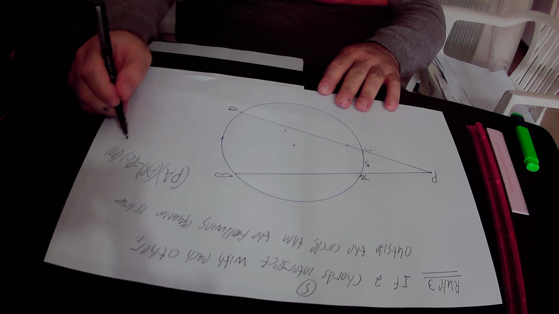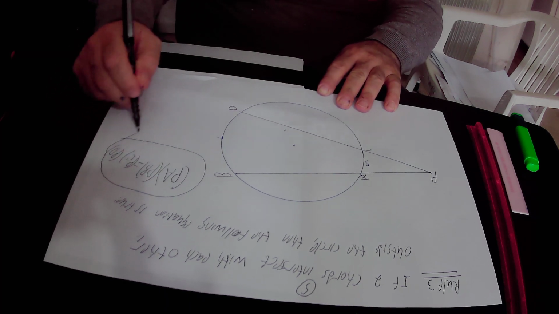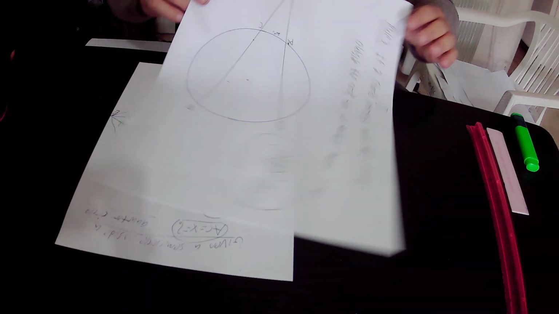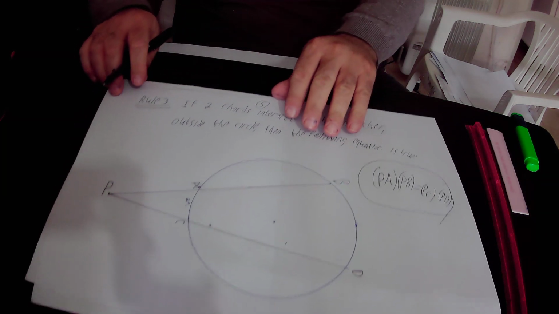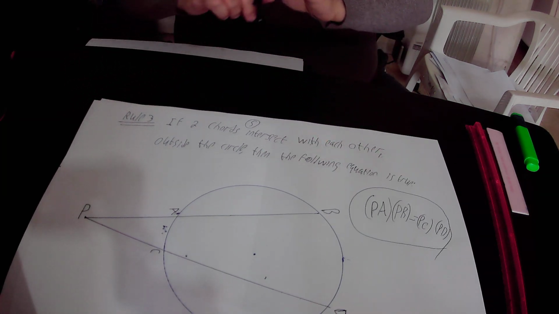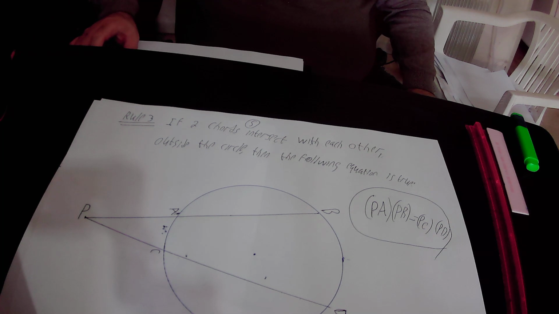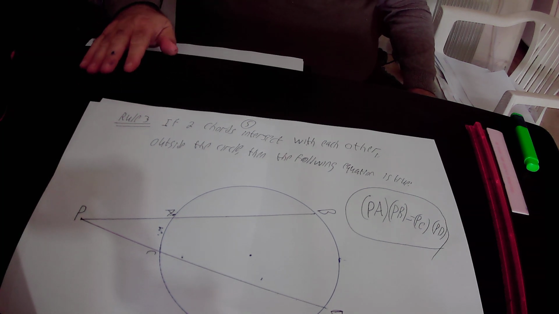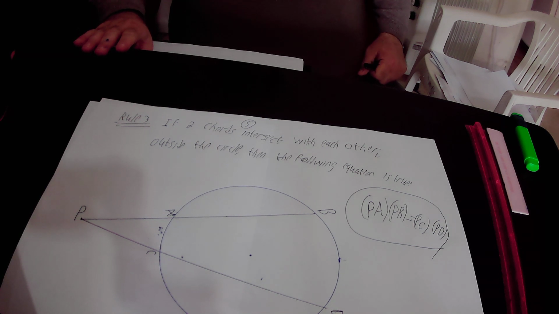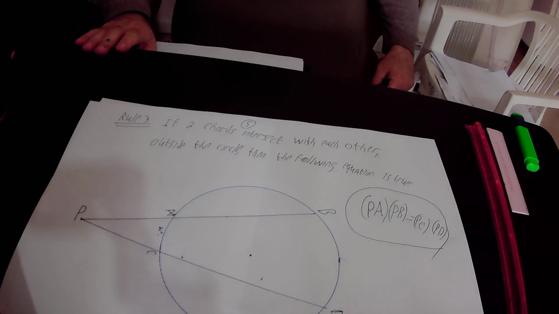Okay, so I'll read rule number 3 again. According to rule number 3, if two chords intersect with each other outside the circle, then the following equation is true, that PA times PB equals PC times PD.